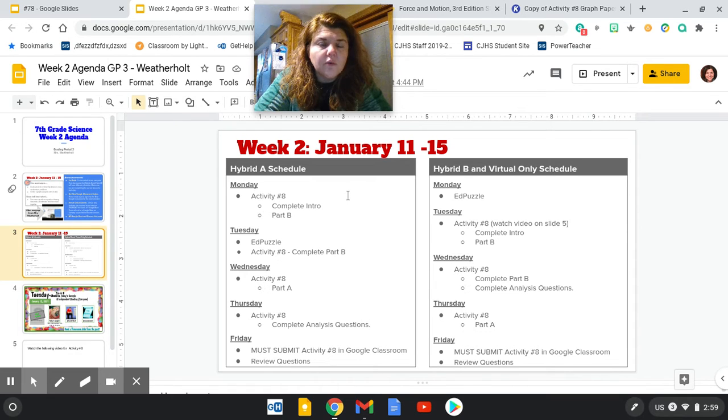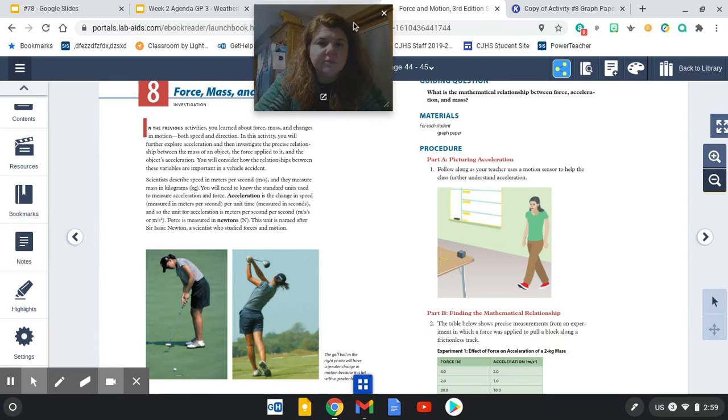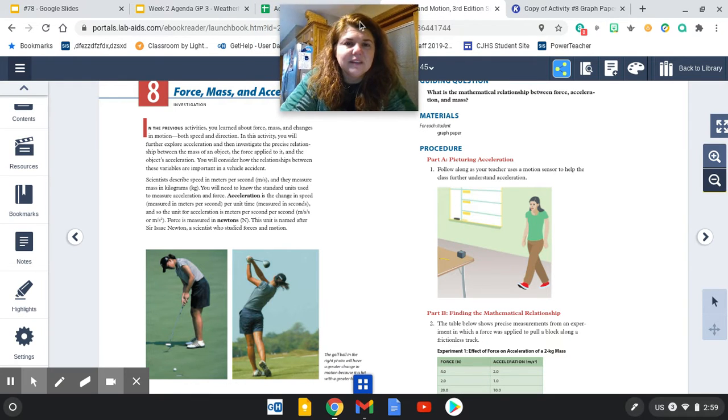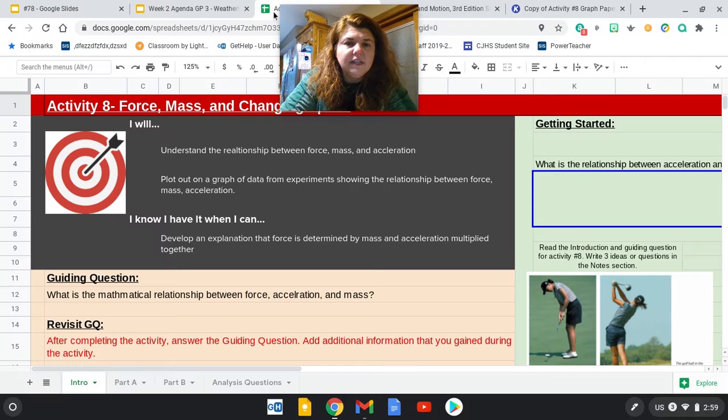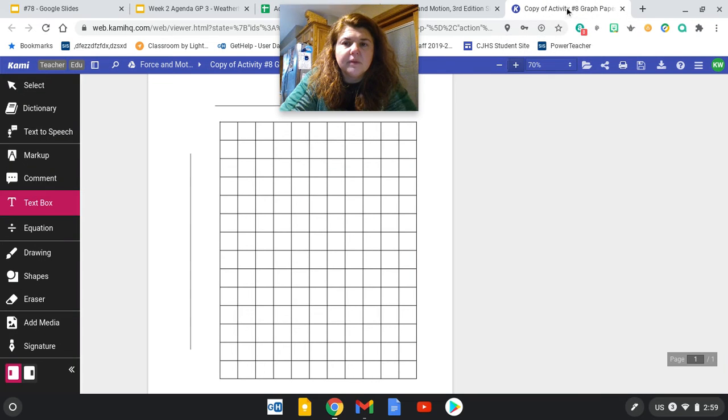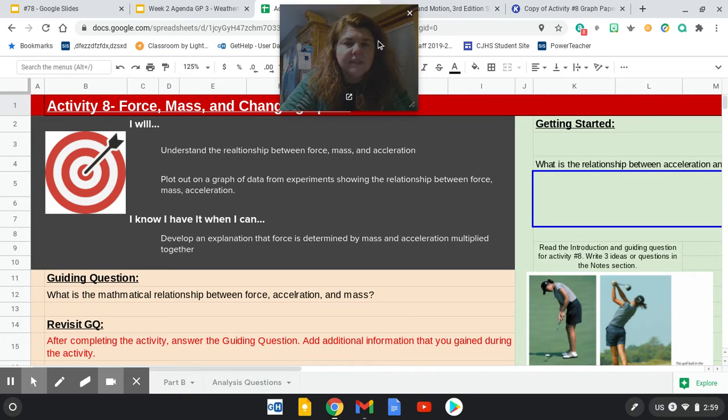So if you haven't done so already, please open up your Google Classroom, and under Activity 8, there are two things that you need to open up. There is a Google Sheet that you need to have open, and this is what that first page looks like. And there's also some graph paper that looks like this that you need to open up. So if you get those both open, that would be fantastic.